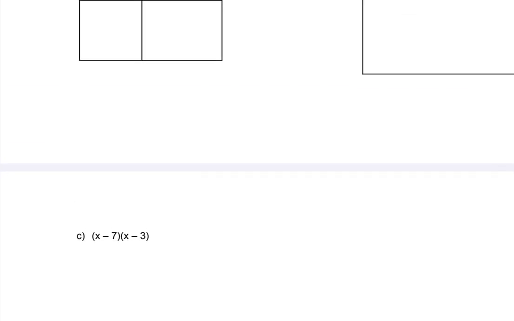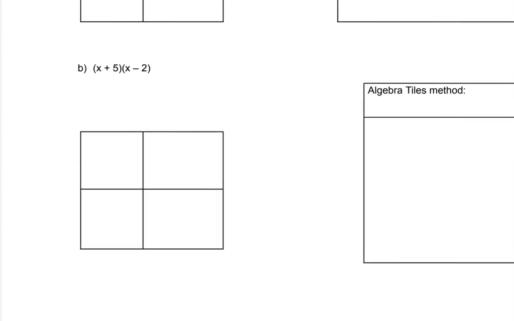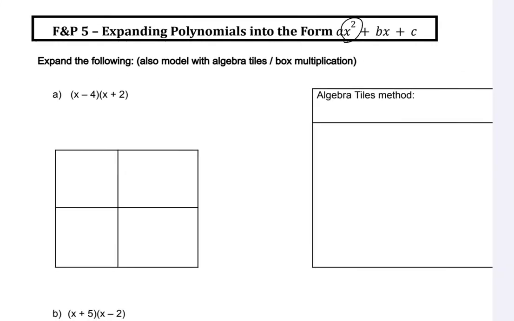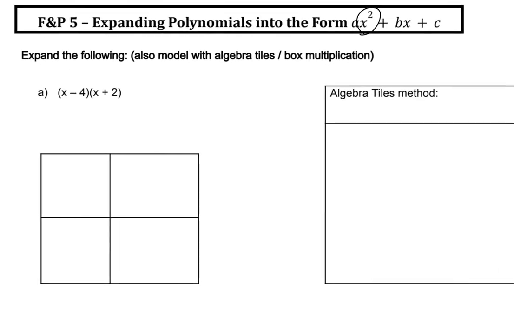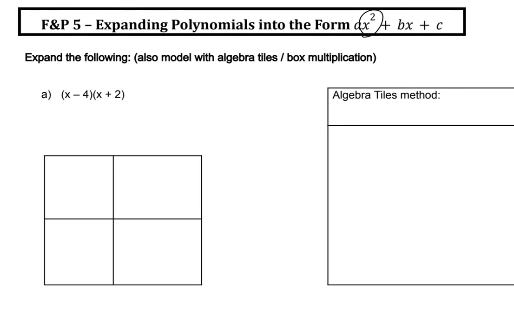FOIL is kind of a cool way to think about it. It's first, outside, inside, last. But I'm going to show you a way that I use rainbows. So with this one right here, this is kind of what you did in the last lesson, and I'm just going to put my factors up top here. And if we wanted to, we're also going to try out the algebra tiles method.